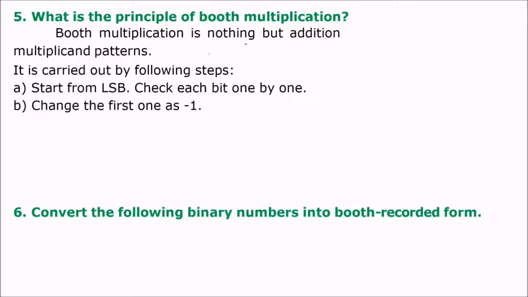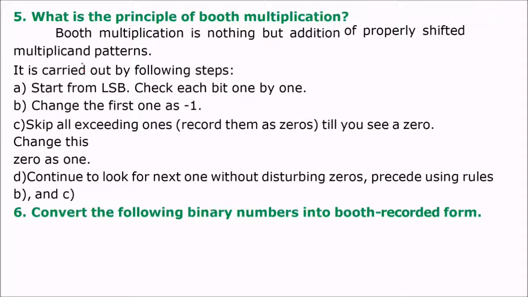What is the principle of Booth multiplication? Booth multiplication is nothing but the addition of properly shifted multiplicand patterns. So it is carried out like this. We start with the LSB, check each bit one by one, change the first one as -1, skip all succeeding ones, recording them as 0 till you see a 0, and then change this 0 as 1, and then we continue to look for the next one without disturbing the 0, proceeding using these rules.